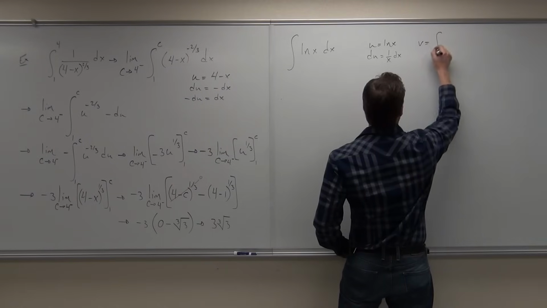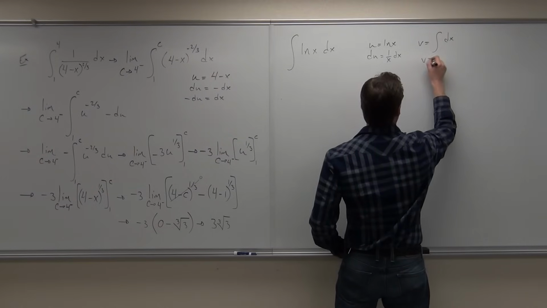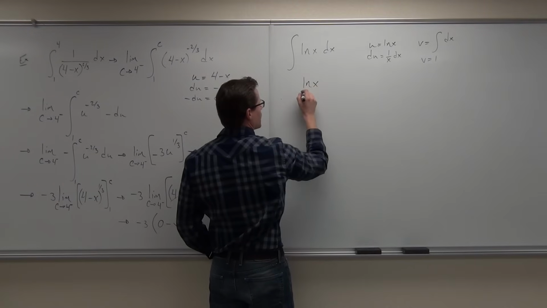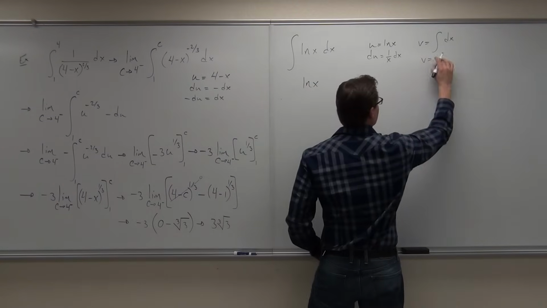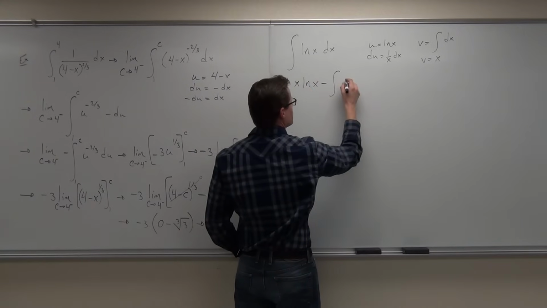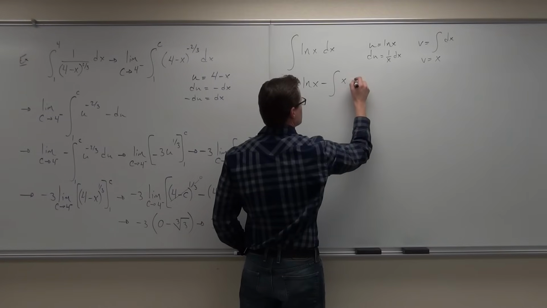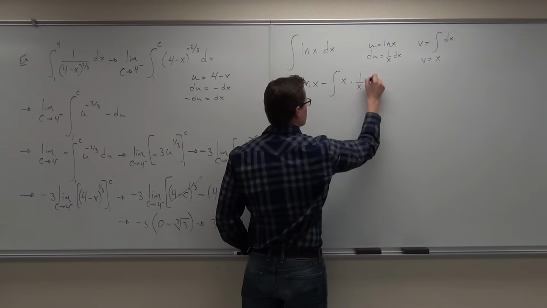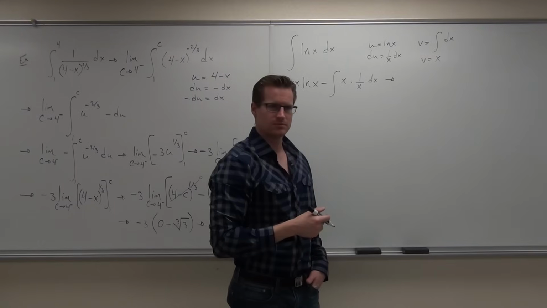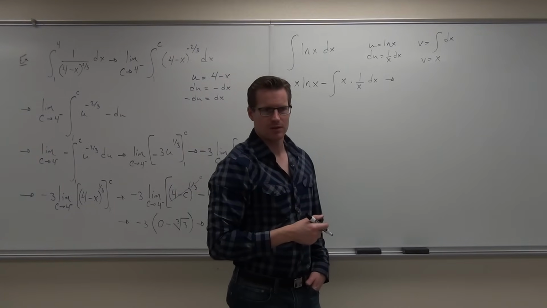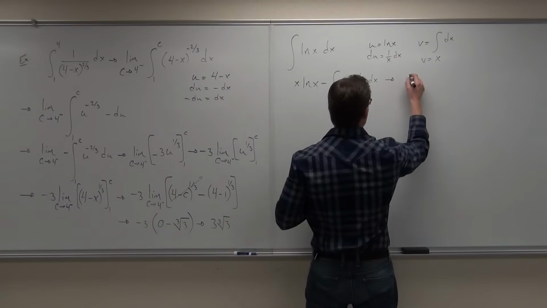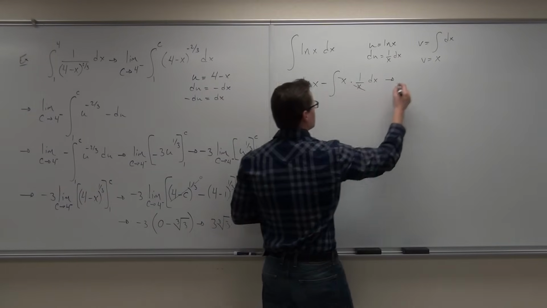u times v minus the integral of v du. What am I doing up here? Magic? Partial. Which is magic? I mean, integration by parts. Integration by parts. u v minus integral of v du. This is 1.